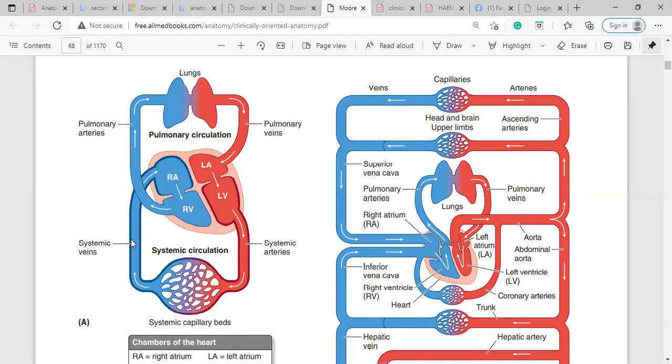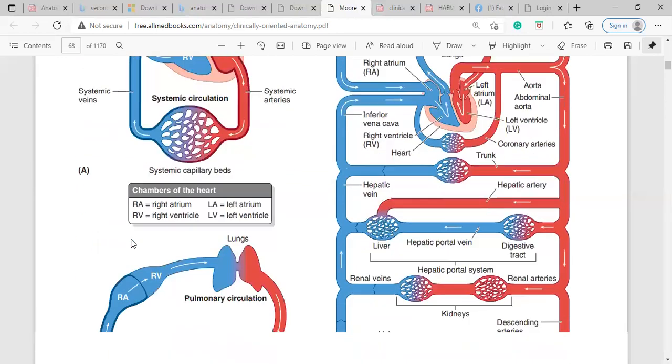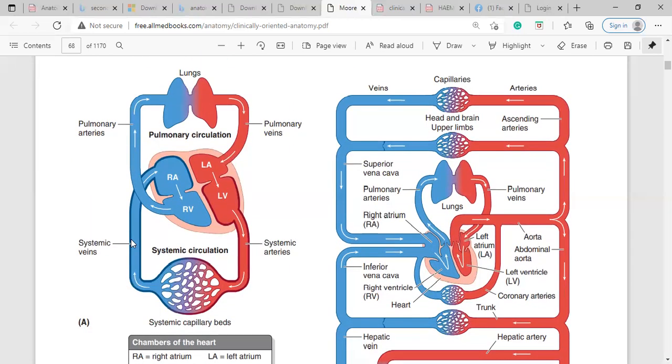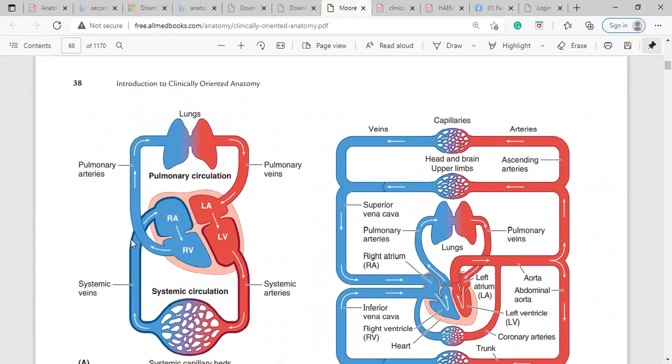Good. So what you need to know is that at this point we have two circuits, pulmonary and systemic. So tell me, what is the pulmonary circulation? How will you explain pulmonary circulation? Where does it start from and where does it end? The pulmonary circulation starts from the right ventricle, and then it goes through the pulmonary arteries and to the lungs, and then it ends in the left atrium. In the left atrium. Good.